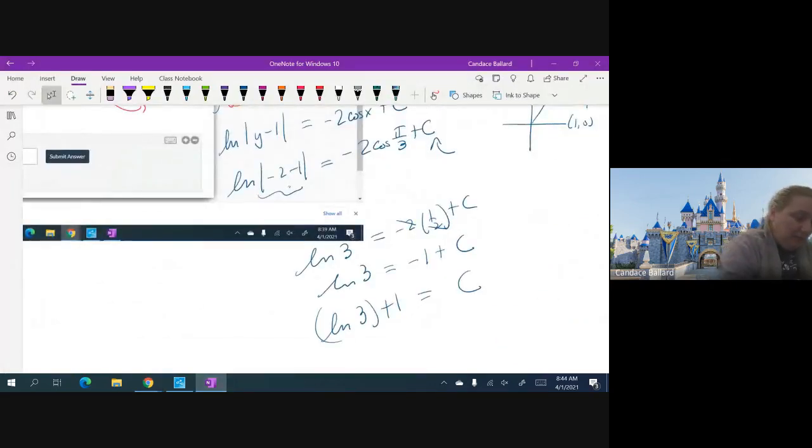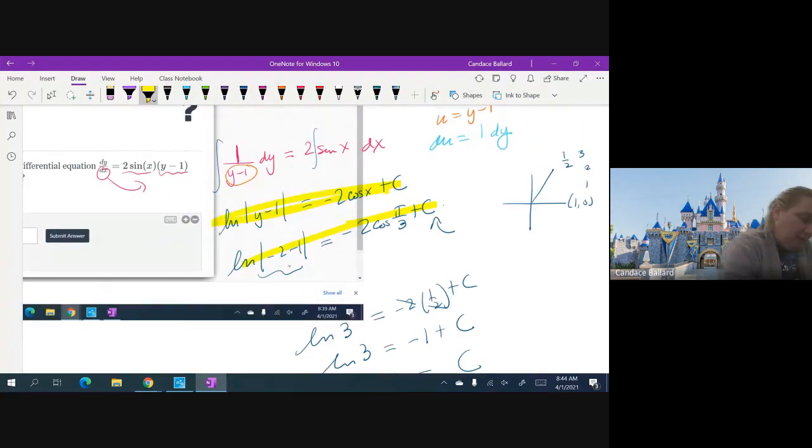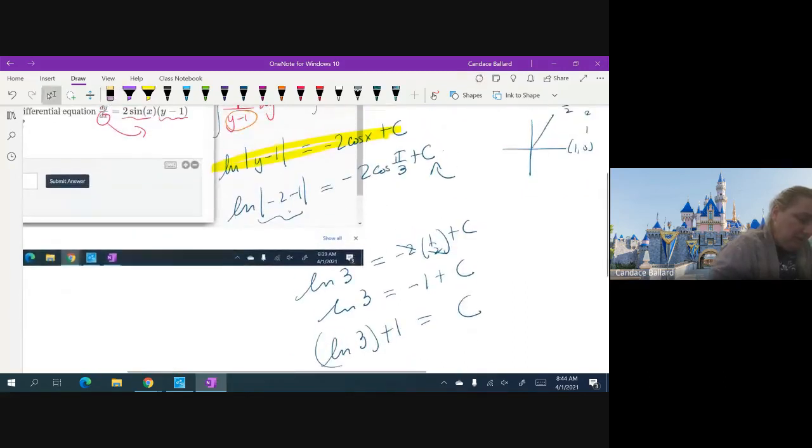Okay, so I'm going to go ahead and plug my c into this line right here. Oh, not that line right there. This line right here. So that's where c is going to go, and it's going to be as ugly as it is going to get. I'm going to put it to the left here, though, because that's where I have space. So natural log absolute value of y minus 1 equals negative 2 cosine of x, and then I'm plopping this in for the c. So plus natural log of 3 plus 1.